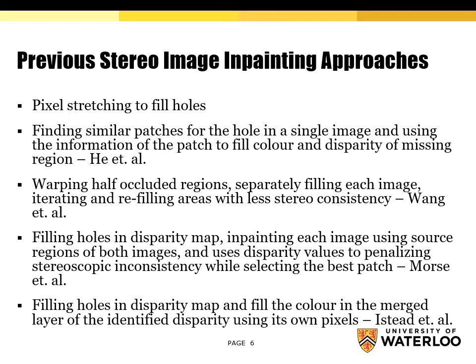Now another approach that was presented is the one by Morse et al. And this included filling holes in the disparity map, then inpainting each image using source regions of both images and using disparity values to penalize stereoscopic inconsistencies while selecting the best match. So here we are not warping the half occluded region information from one image to another. Instead, while filling the patch in each image, we are considering the pixel information from both the images as source.